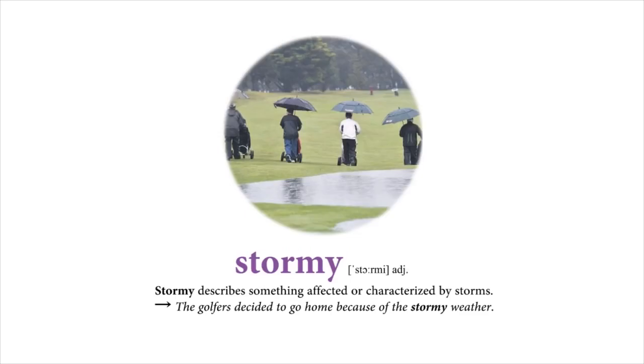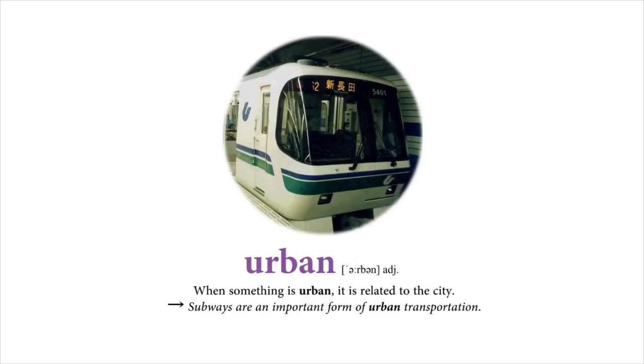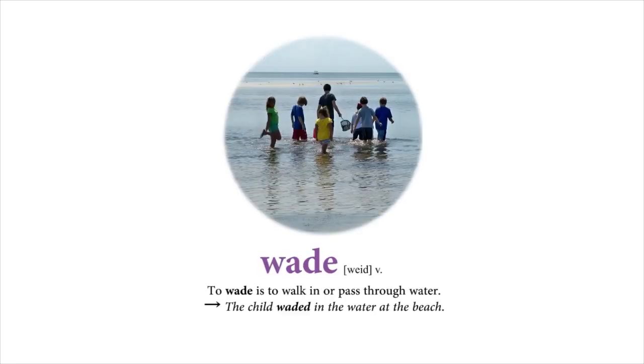Stormy. Stormy describes something affected or characterized by storms. The golfers decided to go home because of the stormy weather. Sway. To sway is to move slowly from side to side. She swayed while she listened to the music. Urban. When something is urban, it is related to the city. Subways are an important form of urban transportation. Wade. To wade is to walk in or pass through water. The child waded in the water at the beach.